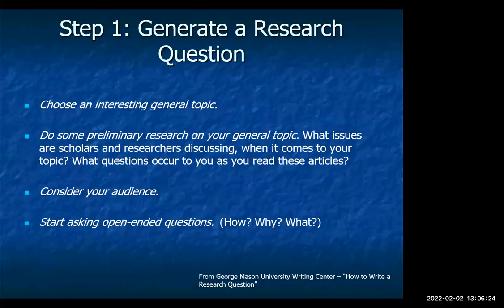Wonderful. Thank you, Greg. So from today's workshop earlier, remember when you're generating a research question, you want to choose an interesting topic. You want to do some preliminary research on your general topic because you want to narrow your focus. And when you're looking for that research, remember you're looking at the issues that scholars and researchers are discussing about your topic, and what questions occur to you as you read those articles, because you want to make sure that you're focusing your topic.